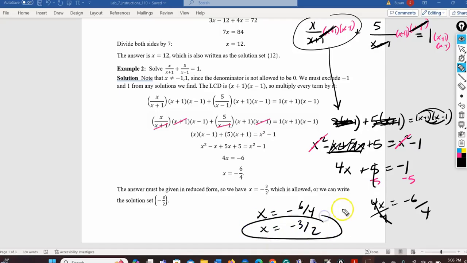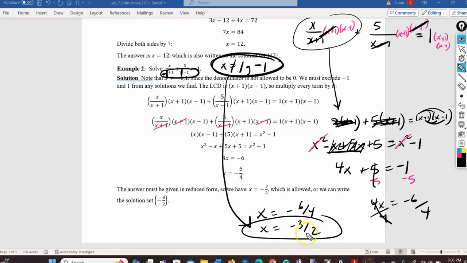Now, we just have to make sure that it's allowed. Now, note, the denominator cannot ever equal 0. So if x is equal to 1, that's going to make the denominator 0. And here, if x is equal to negative 1, that's going to make the denominator 0. So we do have some restrictions on x. So I've come down here and I get that x is negative 3/2. So it is allowed. You always have to check that it's allowed. If it's not allowed, you have to discard it. It is allowed, and so we do have the solution x equals negative 3/2.